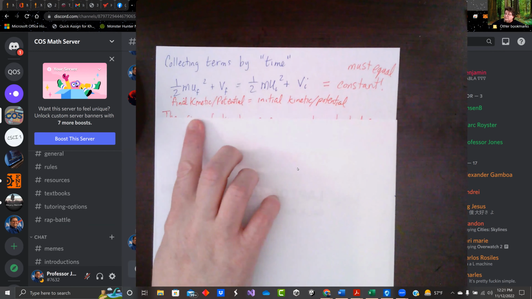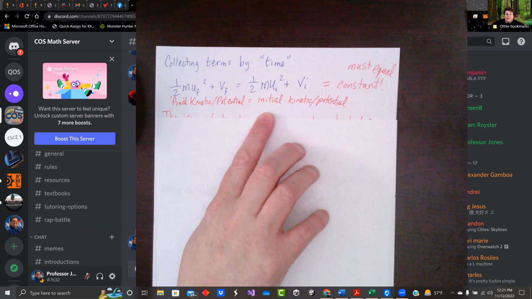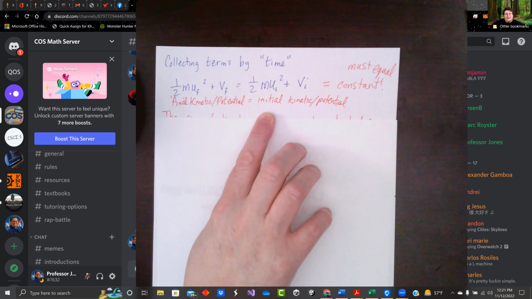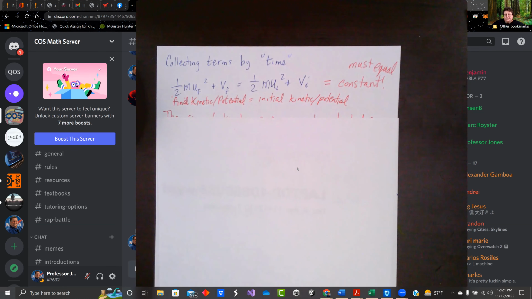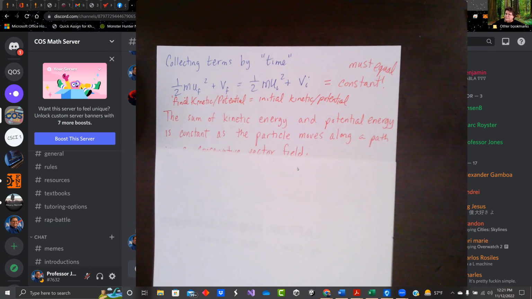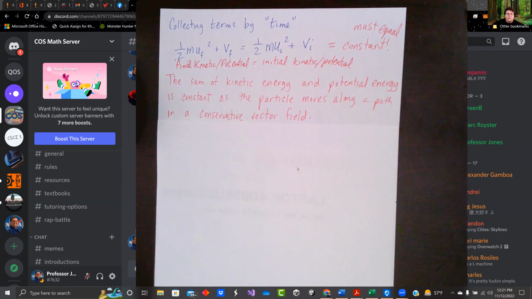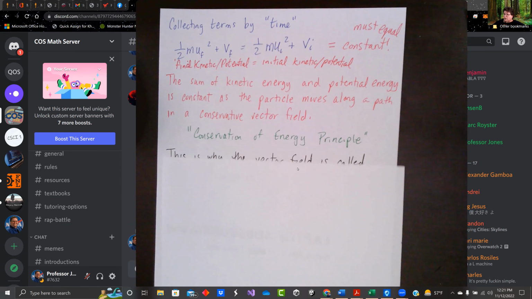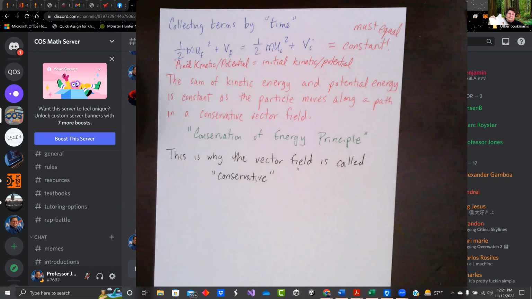Since there's no change in the sum of these two, energy is conserved, nothing is lost, nothing is gained. That's what conserved means. You haven't lost or gained anything. So the sum of the kinetic energy and potential energy is constant as a particle moves along a path in the conservative vector field. That's actually why we call it a conservative vector field. This is called the conservation of energy principle, and it's why we call the vector field conservative, because it conserves something.